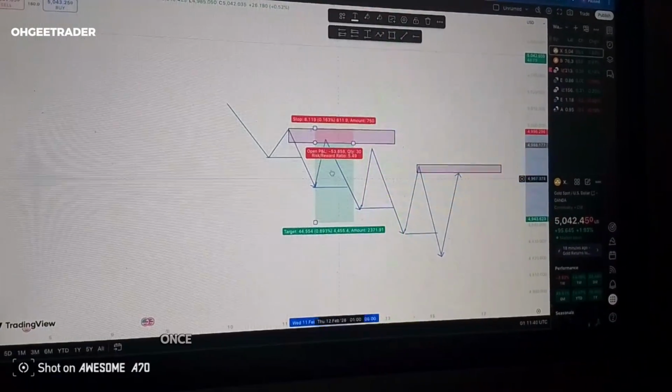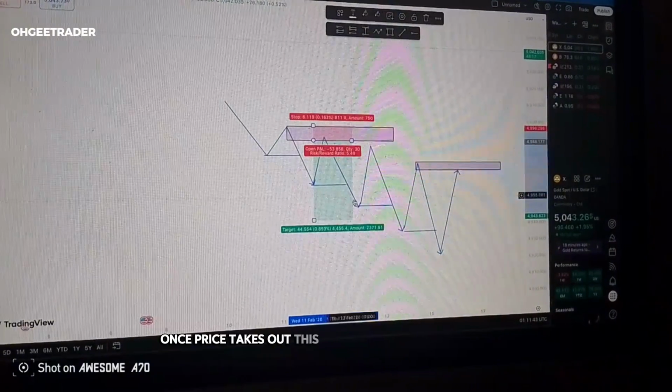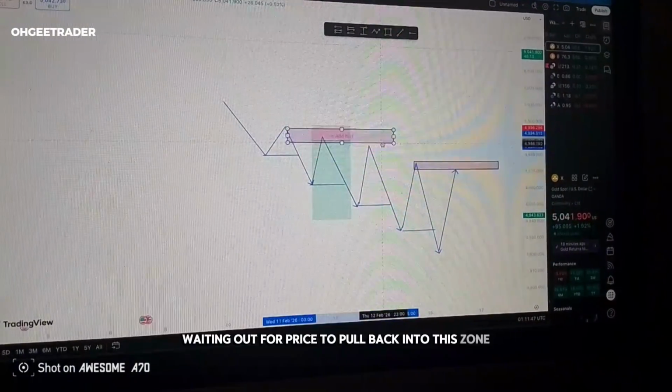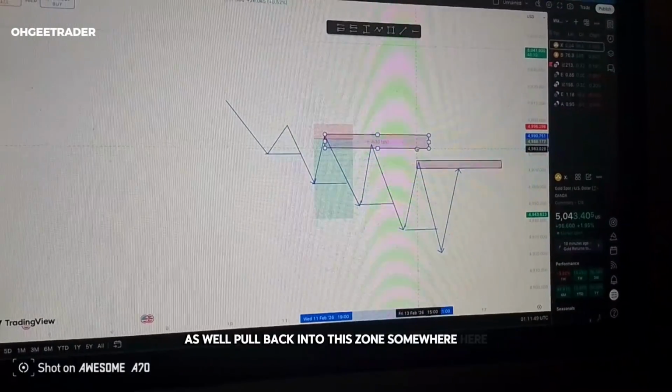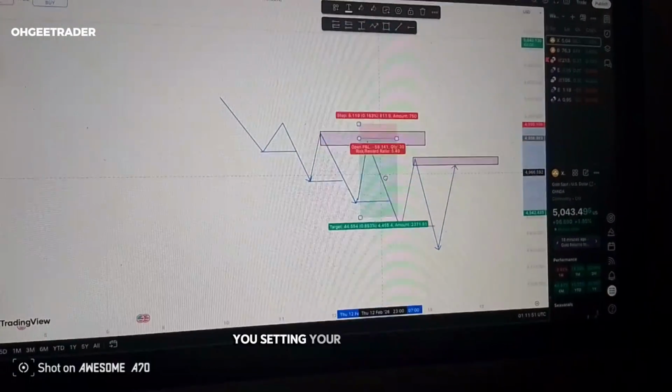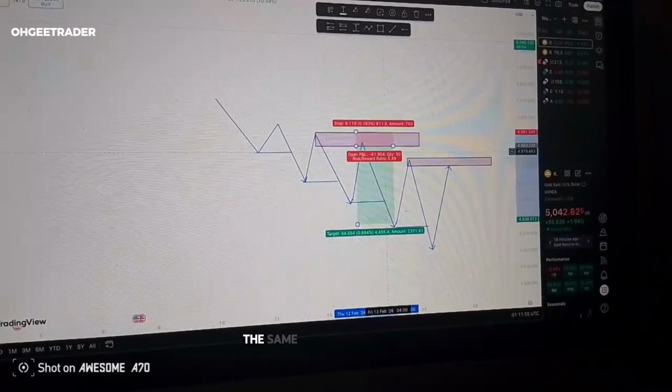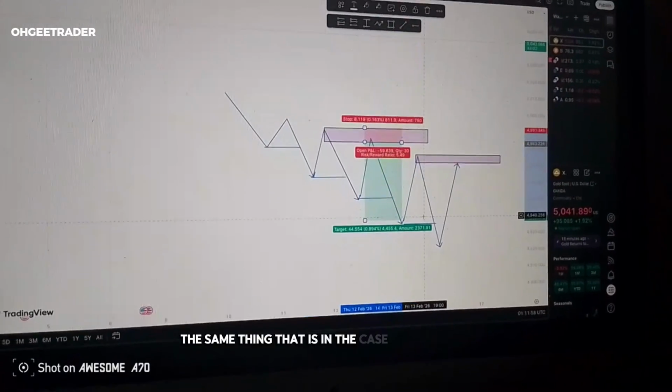It's the same thing. Once price takes out this, forms this breakout structure, you're just waiting now for price to pull back into this zone as well, somewhere here. You set your entry for price to come out from another breakout structure again. It's the same thing. That is in the case of a downtrend.